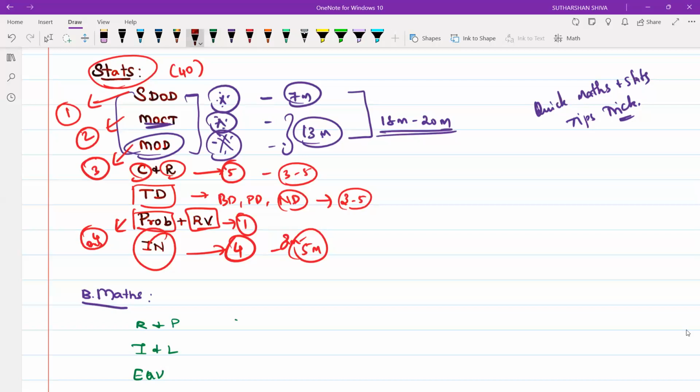So if I want to conclude, you are focusing on statistics. They are going to test 40 marks, but our target is only 25. 25 is our target.